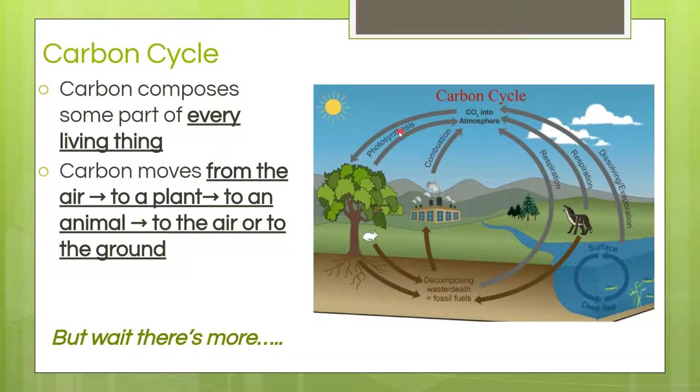So the carbon cycle. Carbon composes some part of every living thing. Carbon moves from the air to plants. So we have atmospheric carbon dioxide moves to the plants, which moves to, let's say there's an apple that falls from the tree. This little bunny eats it, goes to the animal, right? The animal breathes out. We have an animal here, respiration, breathes out carbon dioxide. And if they die, it also goes back into the ground. But wait, there's more.